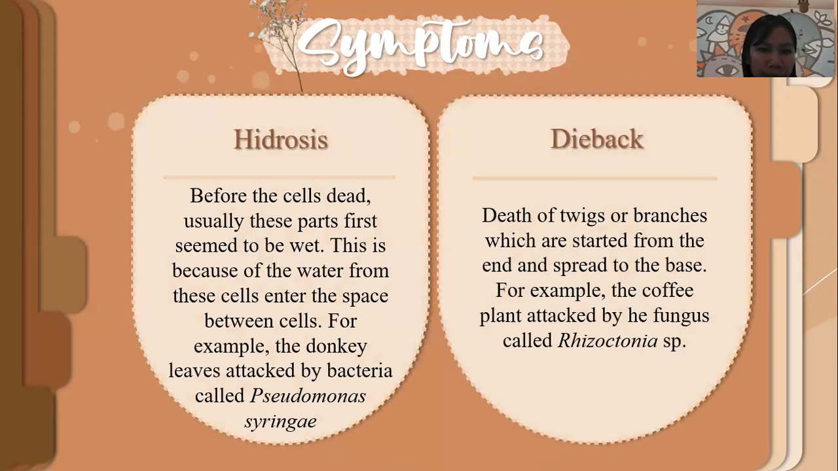Hydrosis: before the cell death, usually the spot first seems to be wet. This is because water from the cell enters the space between cells. For example, the tobacco leaf attacked by the bacteria called Pseudomonas syringae. Dieback: the death of branches, which starts from the end and spreads to the base. For example, coffee plants attacked by the fungus called Rhizoctonia sp.